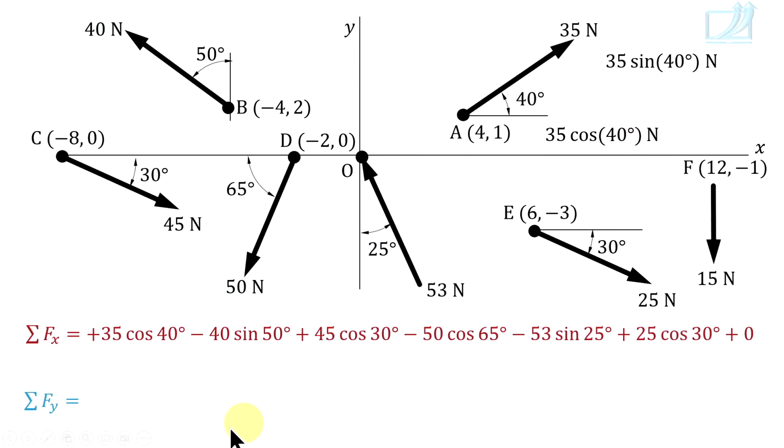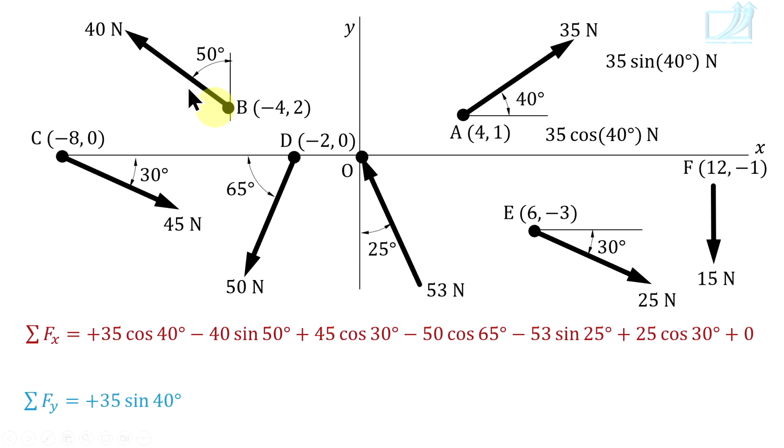Similarly, when you want to write y components, listen, focus only on whether the force is upwards or downwards. If it is upwards, positive. If it is downwards, negative. And if we are using angle of the force with y-axis, then y component is cos. Otherwise, y component you should write sine. Let's have practice. So here I am writing y component, sigma Fy. 35 Newton force is upwards, that's why positive, and we are using angle with x-axis, so y component should be sine 40. 35 sine 40.